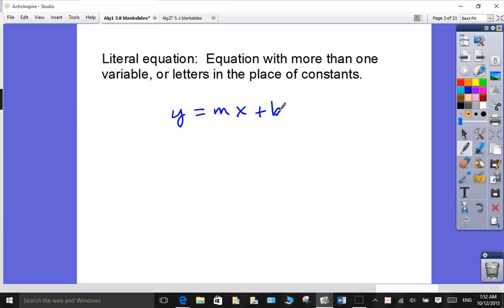Okay, the variables are x and y, right? M and b are constants. We may not know them when we start the problem, but they're not variables. They have some kind of fixed value, not like the variables, which can change, right? That's what we mean by letters in the place of constants. But what does it matter to us when we're doing this? Not much, right? In the end, they all look like variables to us when we're solving. So these would be variables. These would be constants, meaning they don't change.